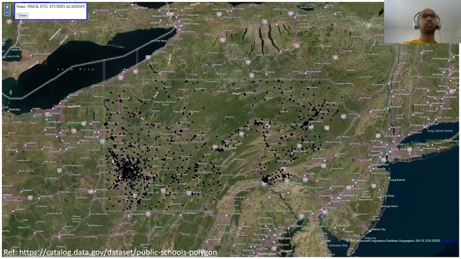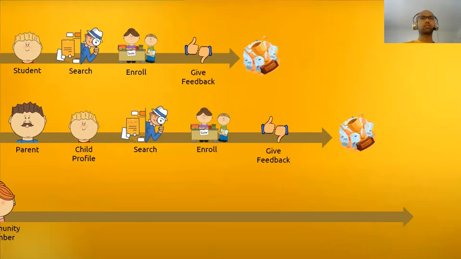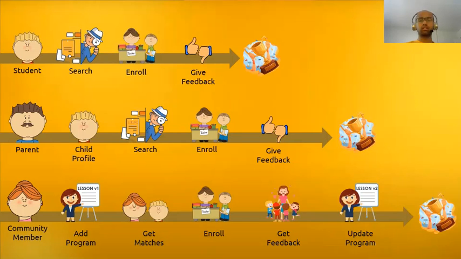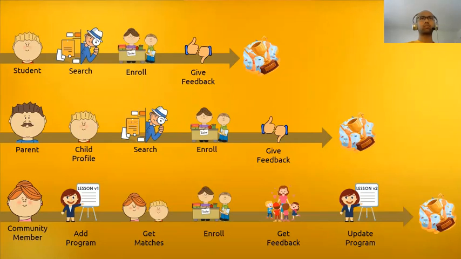Okay. So even if you see here, most of the concentration of schools are at urban locations, not in rural locations. So our solution is to create an application which serves all students, parents, and community members together. So the students can search for a program, and then enroll in the program, give feedback, and then finish it, so that they come out of the course with new skills.